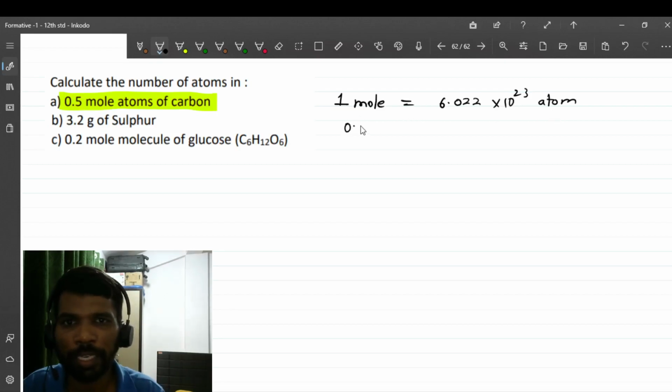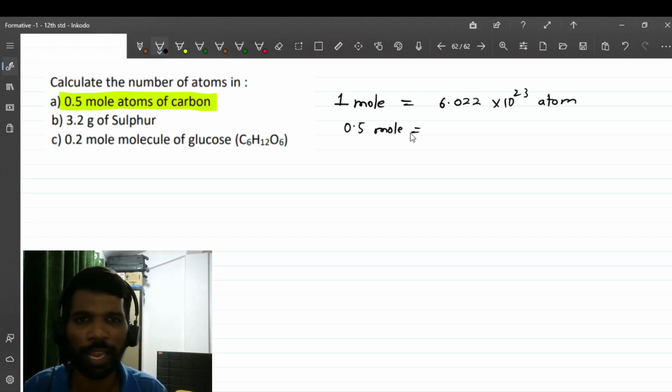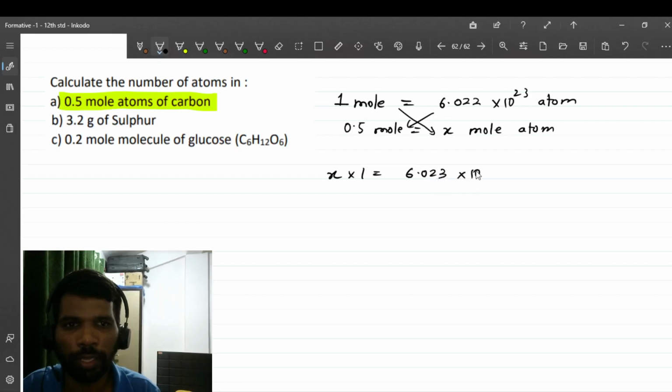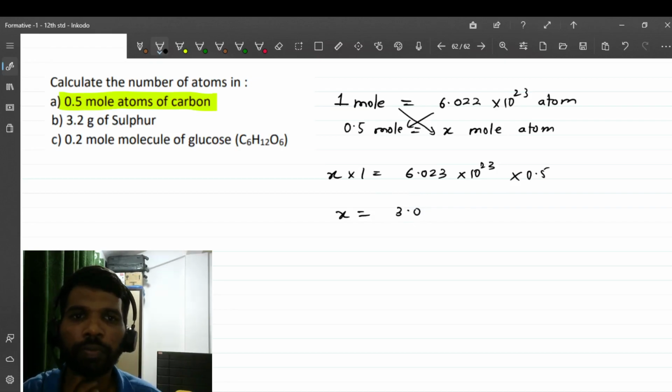So how many are present in 0.5 mole? Whether it is sulfur or carbon, anything, this relation is going to remain constant, no? 0.5 mole will have x atoms. So by cross multiplication, x into 1 is equal to 6.023 into 10 raised to power 23 multiplied by 0.5. So what is x equal to? You multiply this, you will get 3.